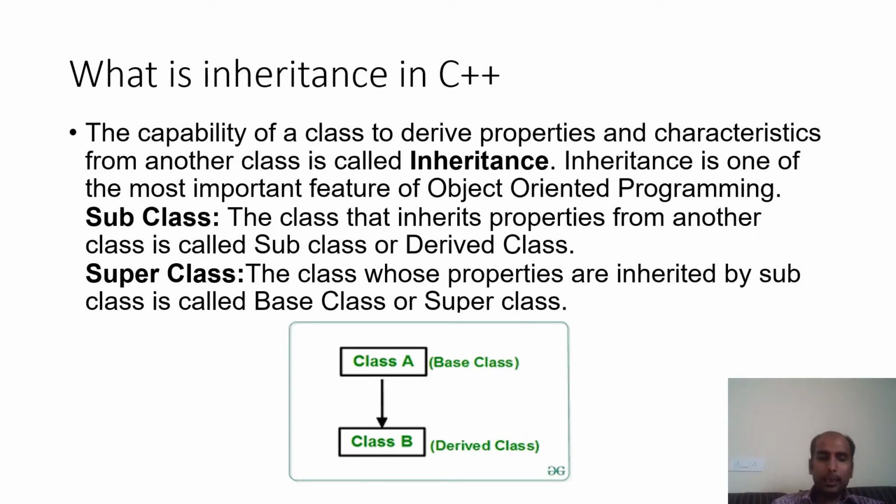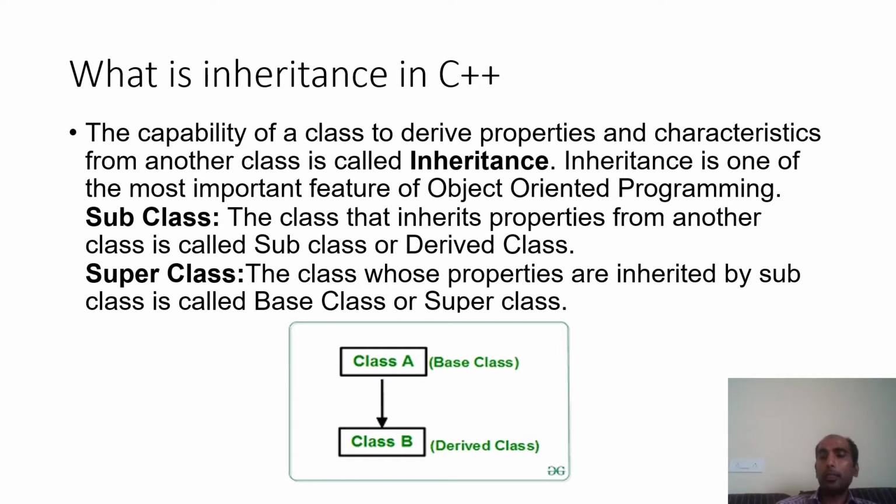Actually, inheritance means you have done something earlier and you want to reuse it. Right. So whenever you reuse the characteristics, that is inheritance. It is very similar to, let's suppose, your father has purchased a house and you are going to use it. That is inheritance. So when a class acquires the properties of another class, it is called inheritance. The capability of a class to derive properties and characteristics from another class is called inheritance. Inheritance is one of the most important features of object-oriented programming.